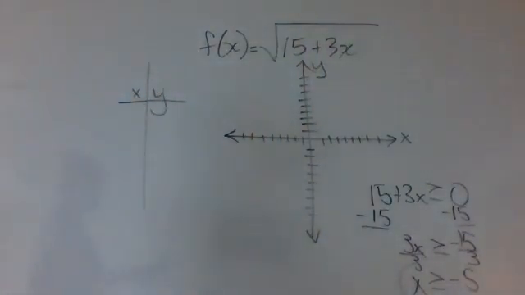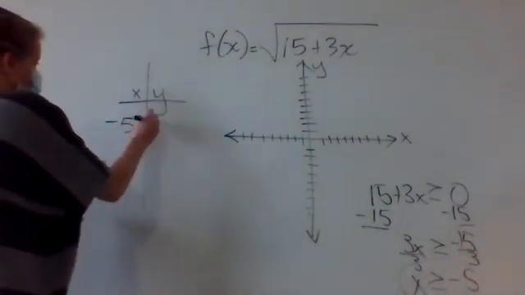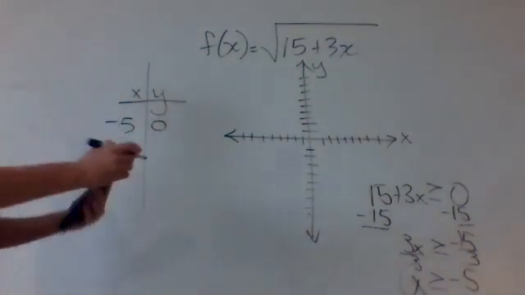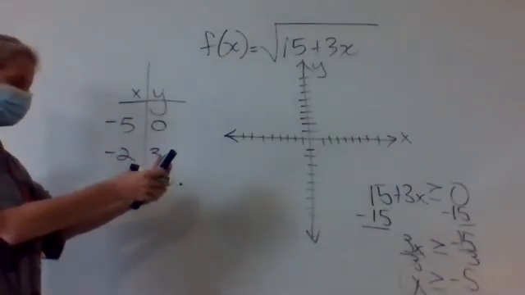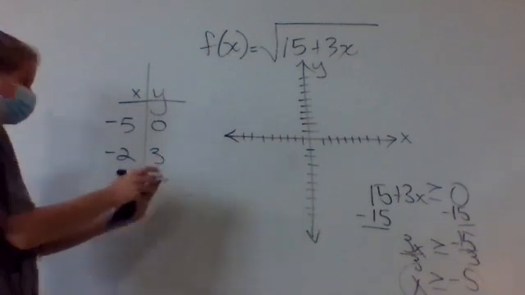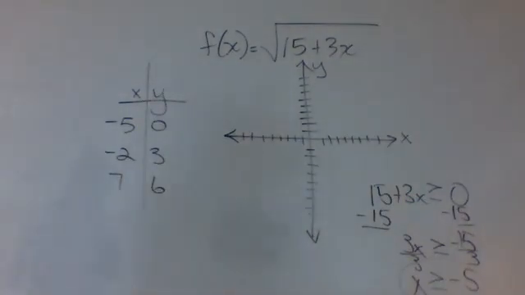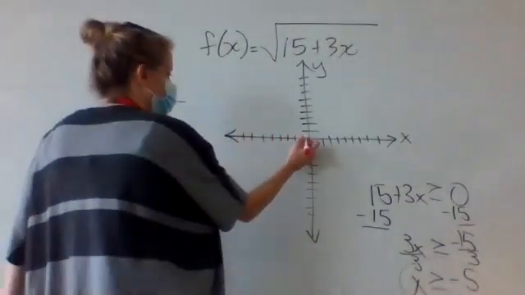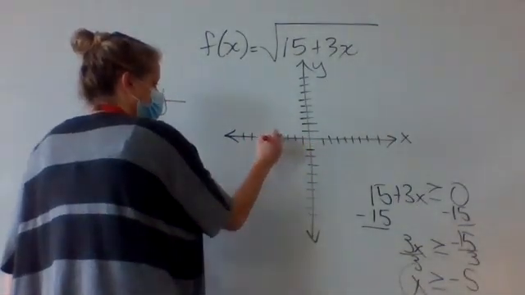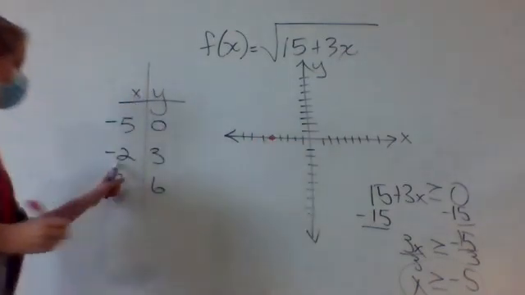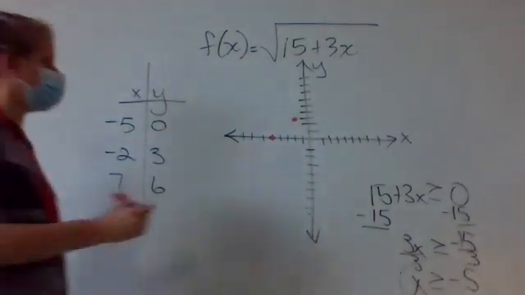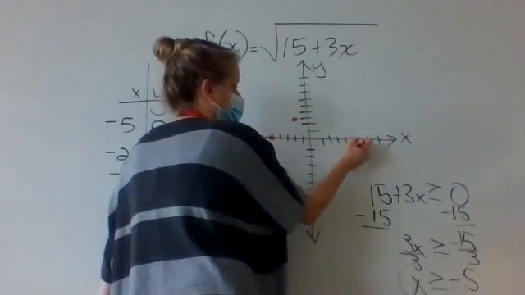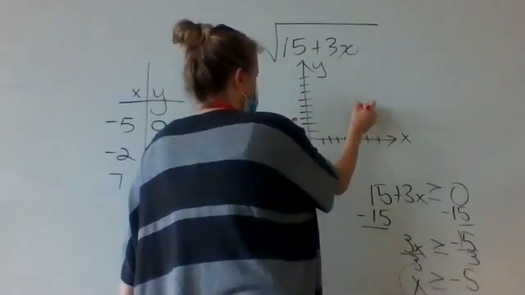Okay, so let's see. Some points are negative 5, 0, negative 2, 3, and 7, 6. So negative 5, 0, 1, 2, 3, 4, 5. Negative 5, 0. Negative 2, 3. So to the left 2 and up 3. And then another point at 7, 6. So to the right 1, 2, 3, 4, 5, 6, 7. Up 1, 2, 3, 4, 5, 6.